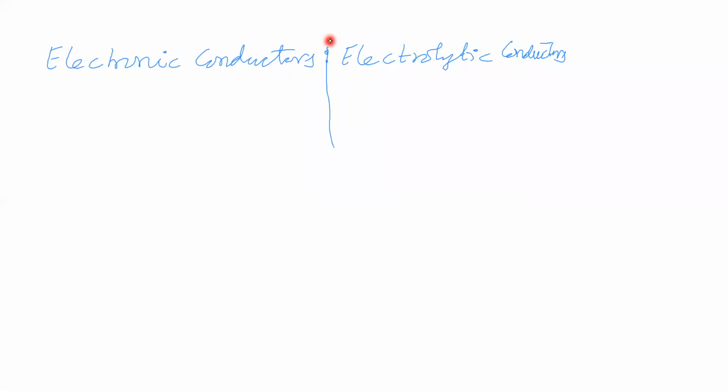Examples of electronic conductors are metals and graphite. Electrolytic conductors are, for example, an aqueous solution of copper sulfate, an aqueous solution of zinc sulfate, and dilute sulfuric acid solution. These are electrolytic conductors.